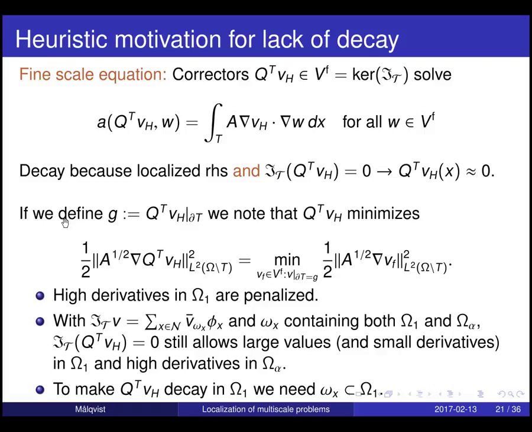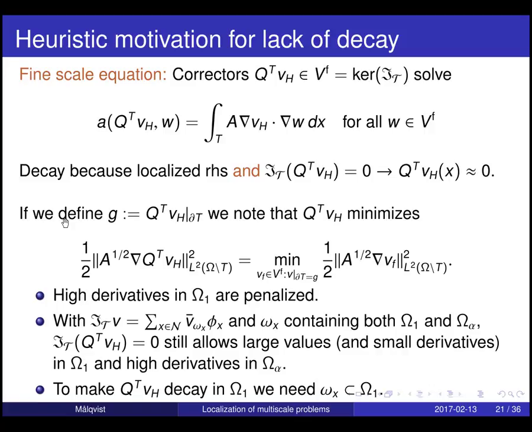we have this data. So when you look at this, you see that high derivatives in omega 1, where A is equal to 1, are penalized. They are very expensive to have here. It's very cheap to have high derivatives in omega alpha, where alpha is maybe 10 to the minus 6. So therefore, this minimum tries to avoid decaying quickly in omega 1. So if you have a channel, for example, going out in one direction, maybe you have Neumann conditions over there, then it wants just to stay constant all the time.